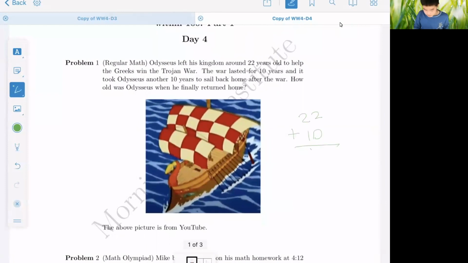2 plus 0 equals 2. 2 plus 1 equals 3. So he was 32 years old when the war ended. Then, though it took another 10 years for Odysseus to sail back home, we have another 10 that needs to be added to 32. 2 plus 0 equals 2. 3 plus 1 equals 4. So Odysseus' age when he finally returned home was 42 years.